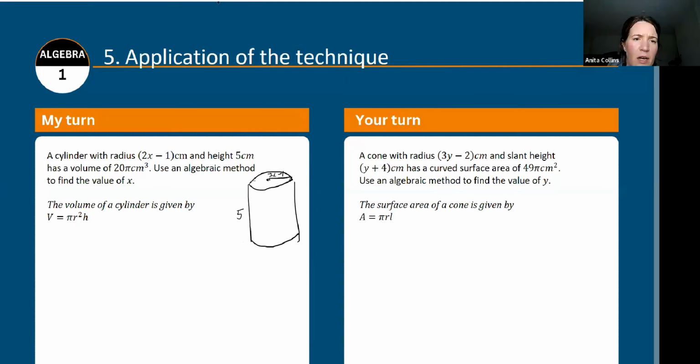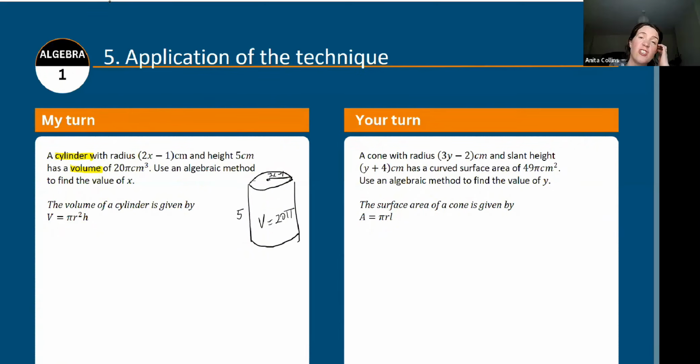And we know that its volume is 20 pi centimeters cubed. Use an algebraic method to find the value of x. No idea at this point, but let's read on. So in the question, they've told me its volume, and I'm dealing with a cylinder. So even if I don't know what to do, I should go and find the formula for the volume of a cylinder. So I've got that formula here and we write that down.